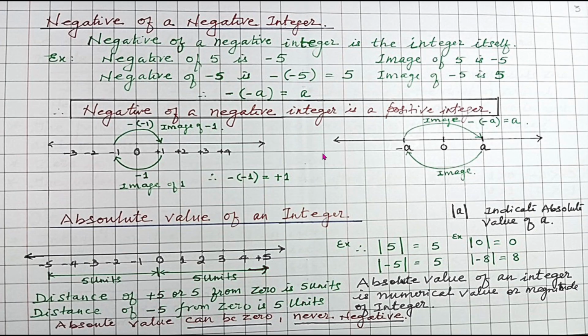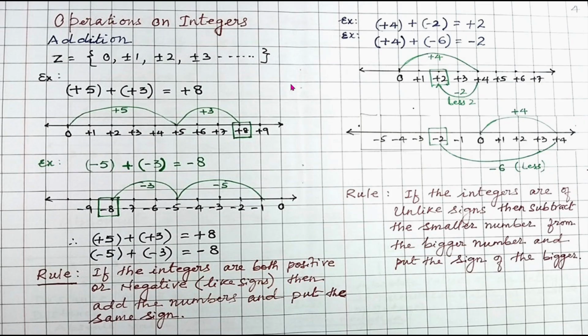Therefore remember, the absolute value of an integer is the numerical value or the magnitude of the integer, and the sign has got nothing to do with it. Now let us study the operations on integers, that is addition, subtraction, multiplication and division of integers.